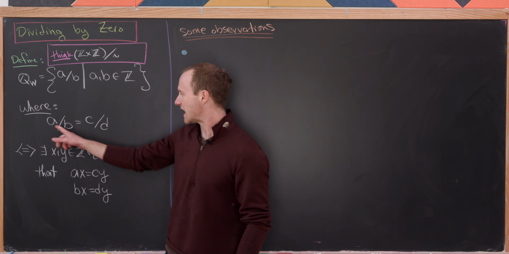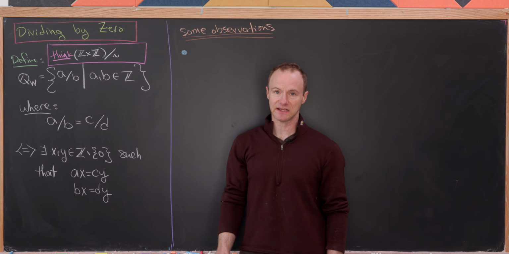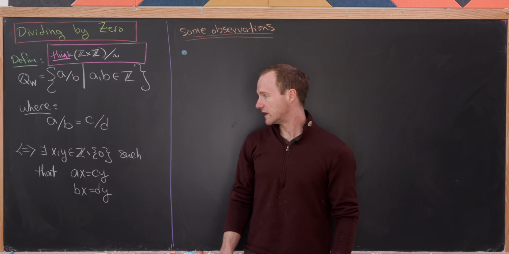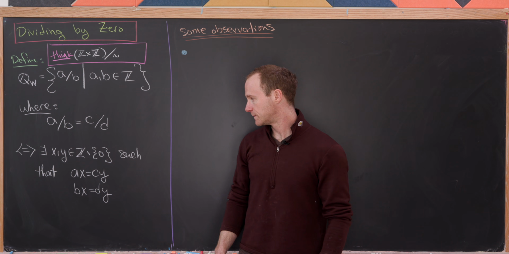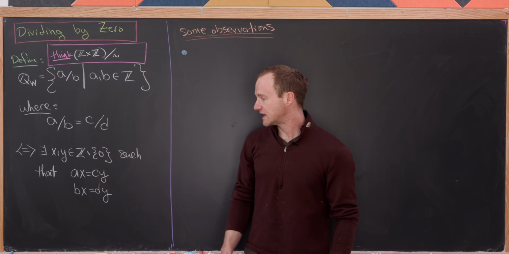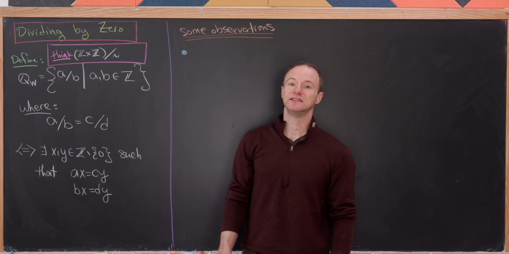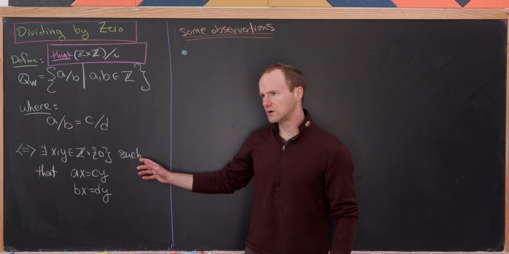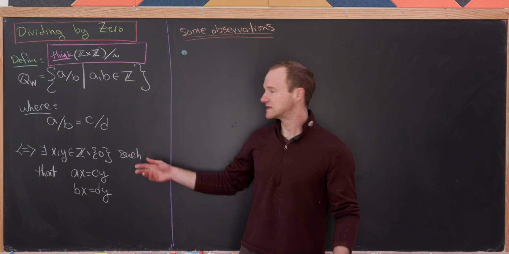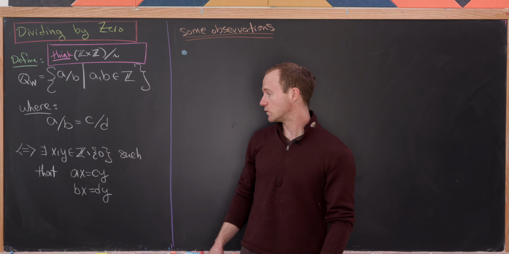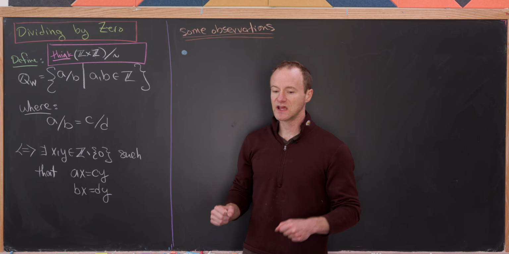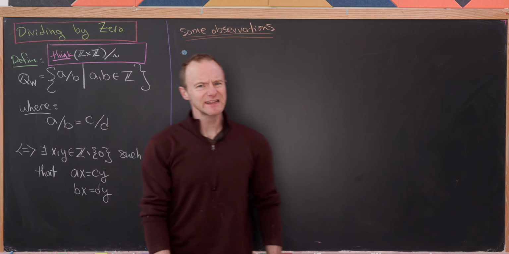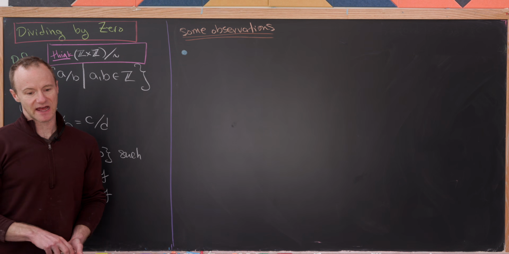And then we have A by B is the same thing as C by D if and only if there are non-zero integers x and y, where ax equals cy and bx equals dy. So notice that our rule for equivalence of fractions, if you will, is a little bit different here. It's not just the cross multiplication rule. Okay, so let's see what we get out of this setup.